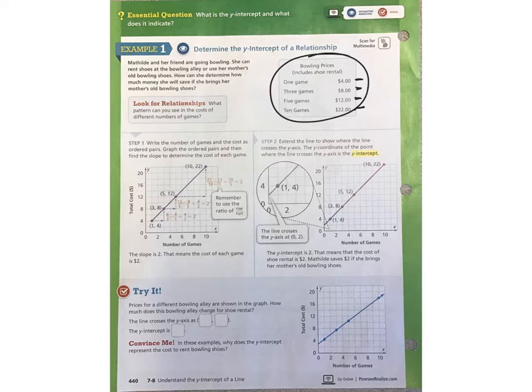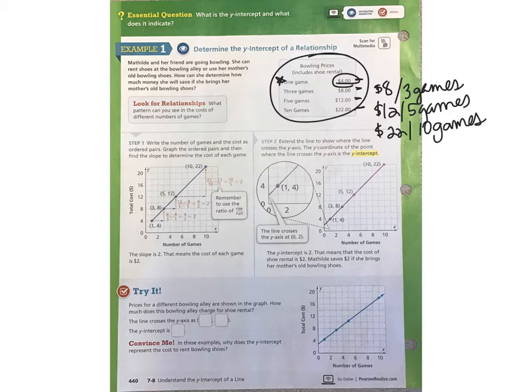So the first thing that we should look for is what kind of pattern we can see in the table to indicate the cost of a game of bowling, not including the shoe rental. Typically, when we look at a table like this, we see one game is $4, and we automatically assume that every game has to be $4. But as you examine more data from the table, you'll notice that $8 will pay for 3 games, $12 will pay for 5 games, and $22 will pay for 10 games.